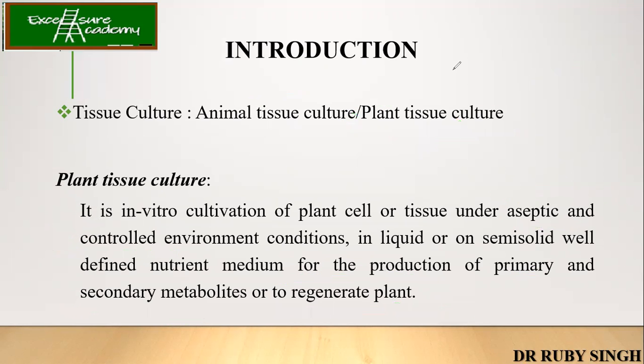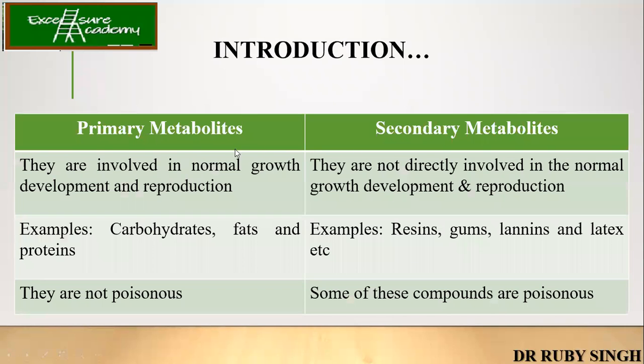Okay, so now, what are primary metabolites and secondary metabolites? This is important to understand. Primary metabolites are involved in the normal growth, development and reproduction of the plants. But secondary metabolites are not. They are produced as a defense mechanism shown by the plants. Examples of primary metabolites include carbohydrates, fats, and proteins, whereas in the case of secondary metabolites, it's the resins, gums, tannins, and latex.